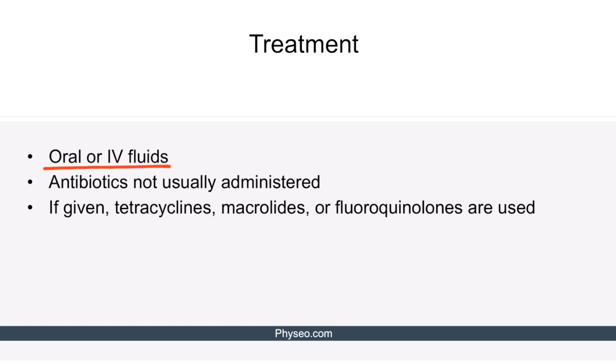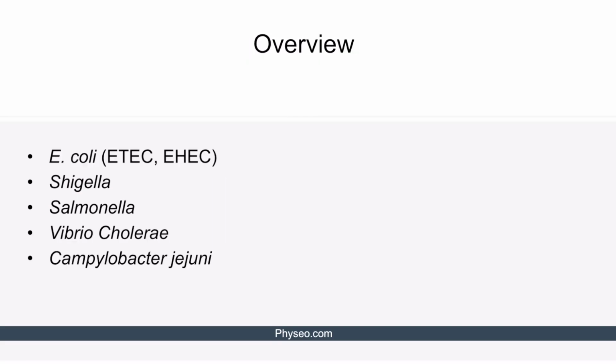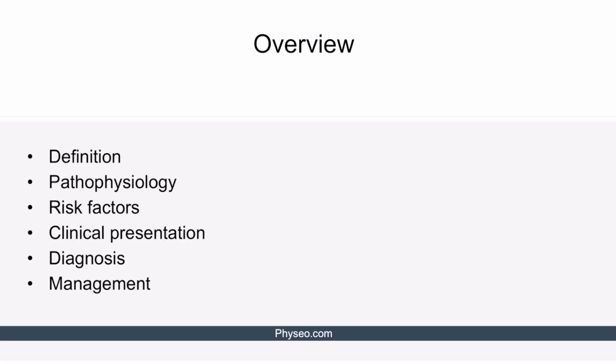Now, since cholera is a self-limiting infection, antibiotics are usually not given. However, if it is given, then the preferred classes of antibiotics include tetracyclines, macrolides, or fluoroquinolones. Let's finish up by talking about Campylobacter jejuni. And here's the overview slide, and we'll jump right into the definition.